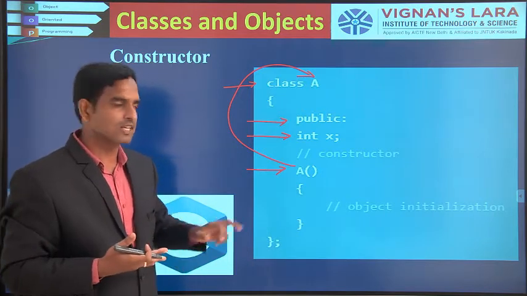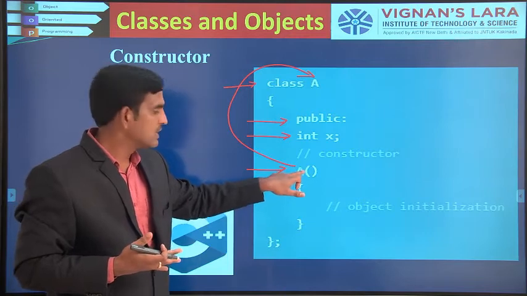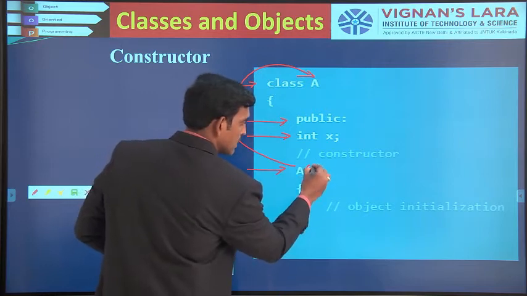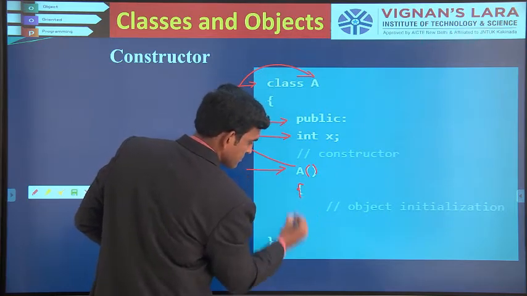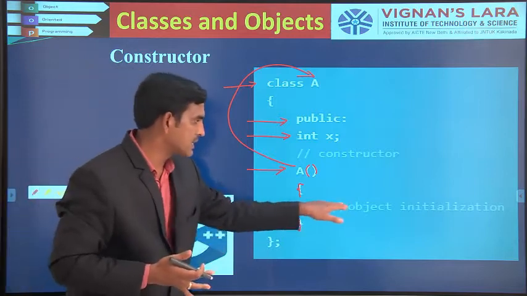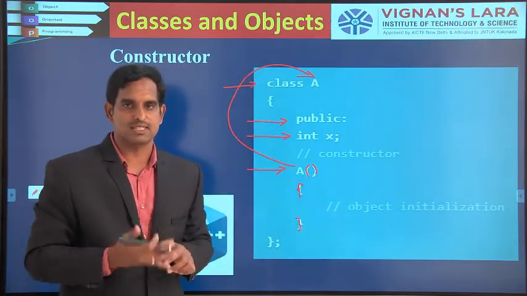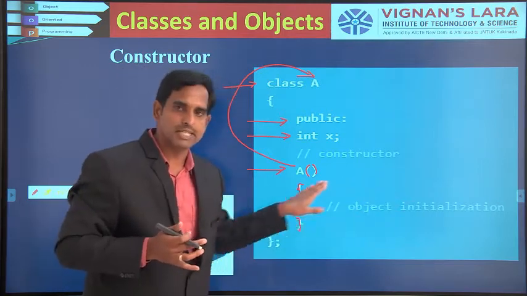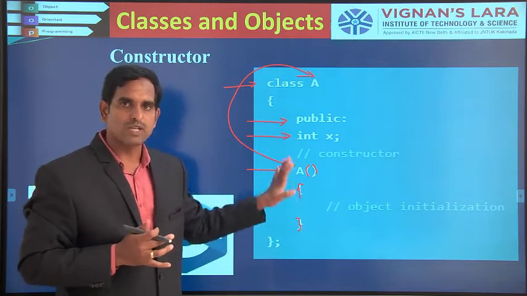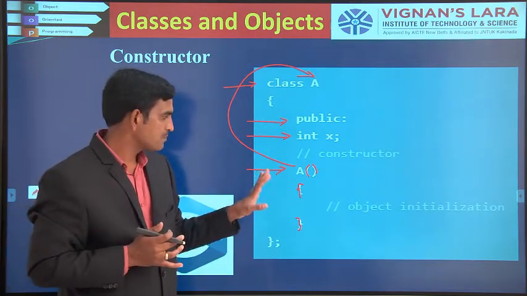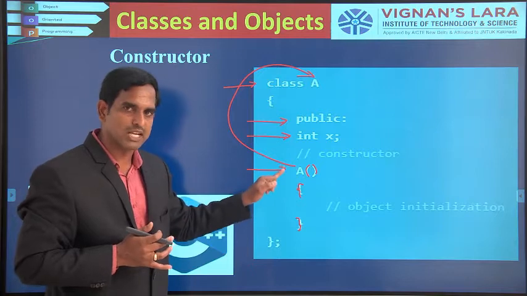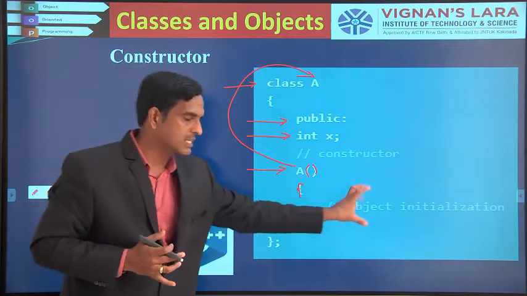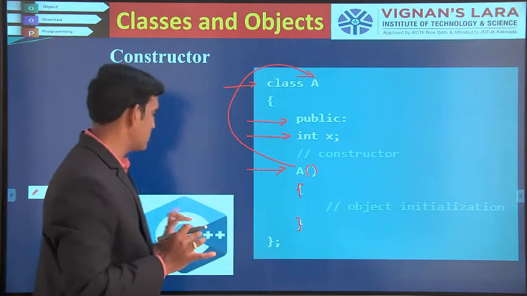Special class function. Why? Because the constructor has the same name as the class name, and it is also a method or function that can contain object initialization steps. That is, the values which have to go into the object can be written here. So this is how your constructor will be present. The constructor is nothing but a special class function which has the same name as your class name, and it initializes your object. This is a sample example.